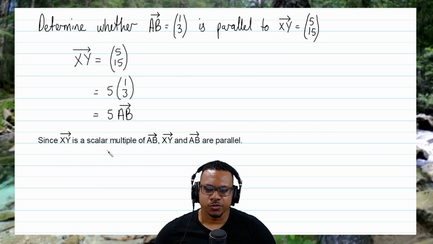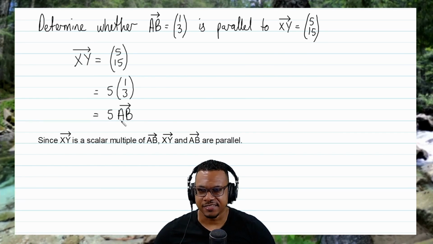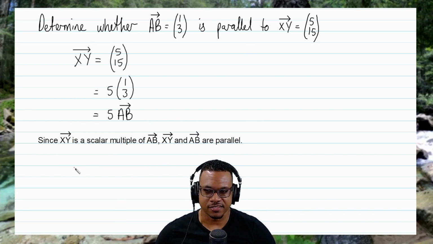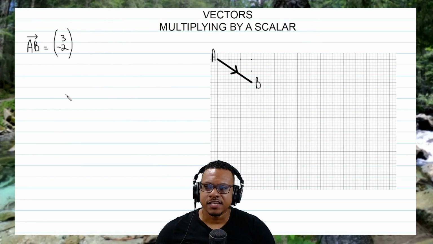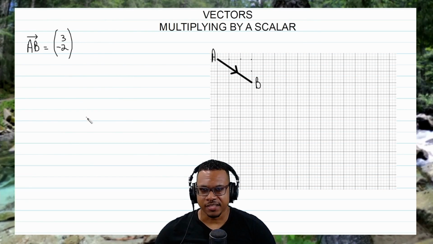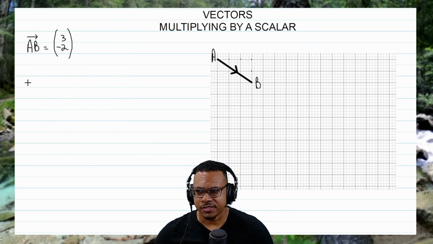So once you can show that one vector is a scalar multiple of another, that is sufficient to show that the two vectors are parallel. So I have, since the vector XY is a scalar multiple of the vector AB, the vector XY and the vector AB are parallel. Now I'd just like to go back to the vector AB that we started with, and let's work out what is negative AB.